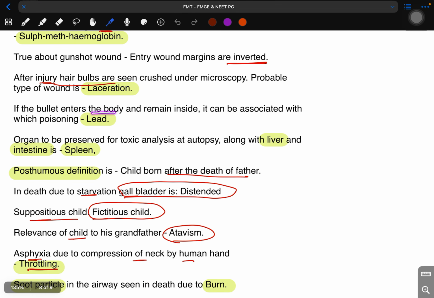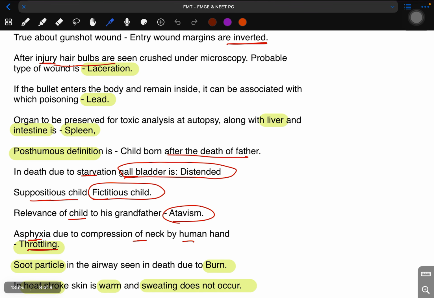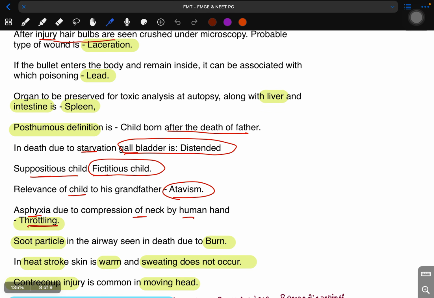If the bullet enters the body and remains inside, like which we have already discussed, the souvenir type of bullet, it can be associated with which poisoning? Lead poisoning, due to the bullet remaining inside the body. Organ to be preserved for toxic analysis at autopsy along with liver and intestine is spleen. So you have to preserve these 3 organs for autopsy.